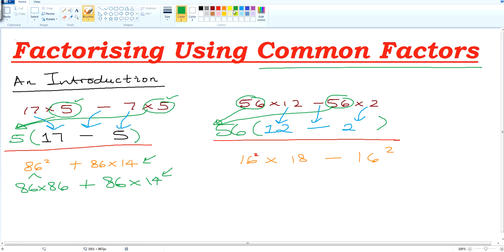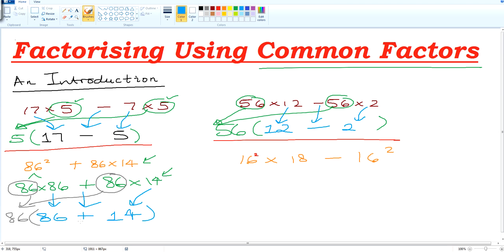If you look at the question again, we find out that we have a common factor. There's 86 here, and there's also an 86 here. Pull them out, put them outside the bracket. They're going to be the multiplier. And we're left with 86, the add, and the 14. We don't copy out the times, because the times is already implied. So that one was a little bit different, and we had to rewrite the 86 squared.